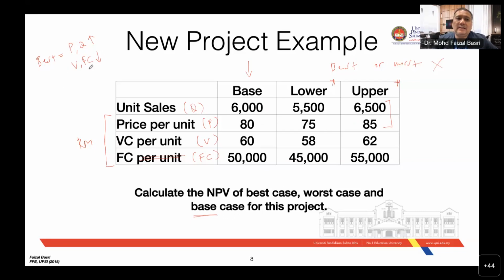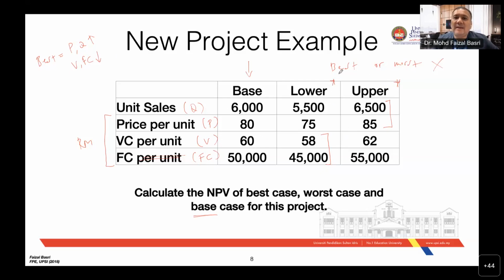Whereas when we calculate the variable and fixed cost, we're going to use these two. Okay, lower bound, which is 58 ringgit, lower than the base. And the fixed cost will be lower as well, 45,000. Okay, combination of these two. So don't look at upper and lower thinking that, okay, upper will be best, lower is worse. No, this is the estimation.